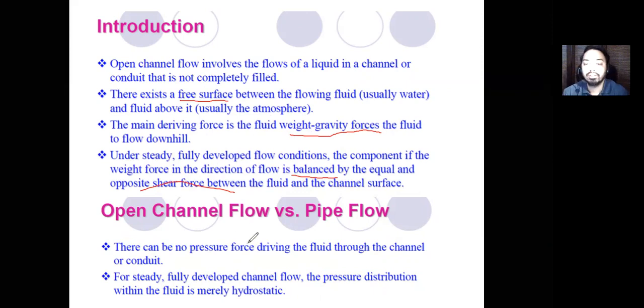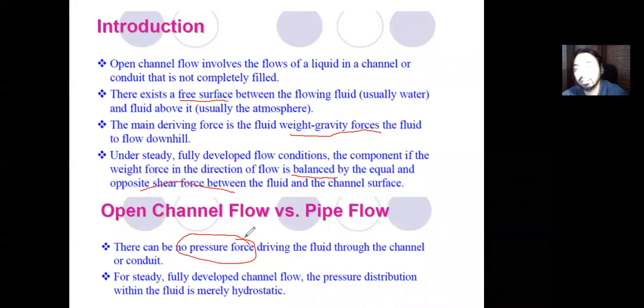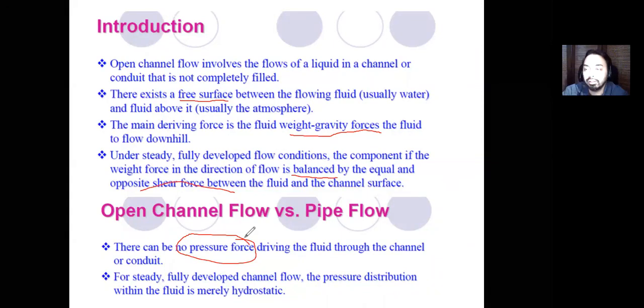Okay, and also there is no pressure force, because otherwise the force would be directed in any direction, right? Since it is an open channel, it will create waves and so on. Otherwise, if it is flowing as usual, there will be no pressure force that throws the fluid through the channel or conduit. And for steady, fully developed channel flow, the pressure distribution within the fluid is merely hydrostatic, so only a function of Z or the depth.